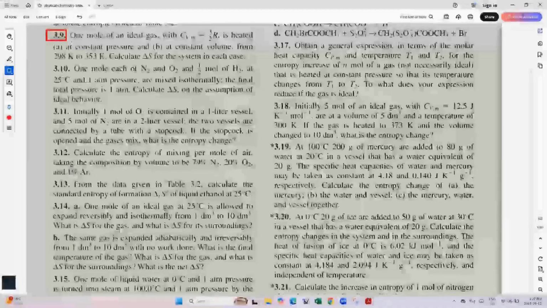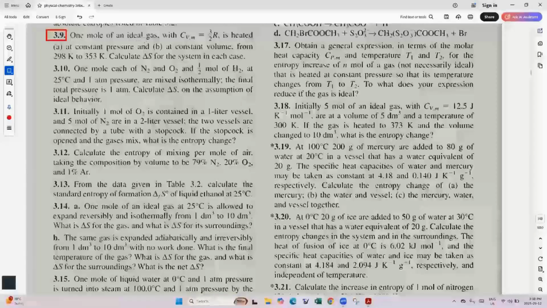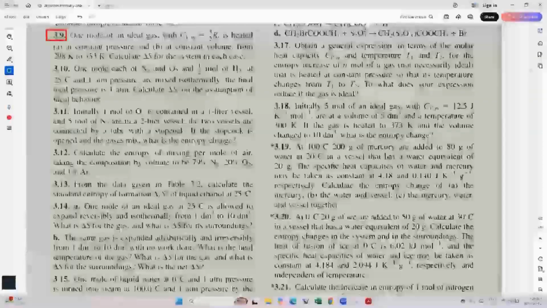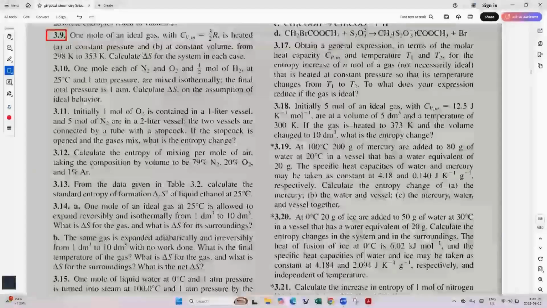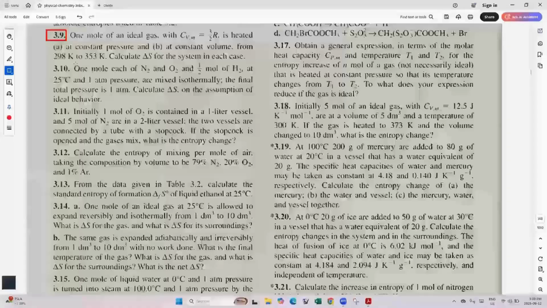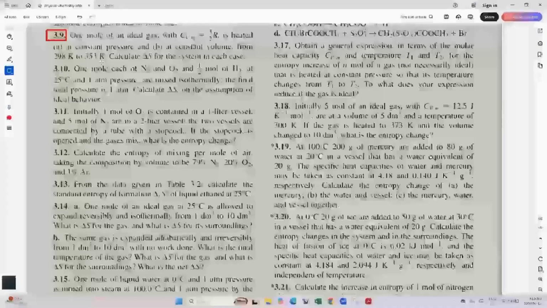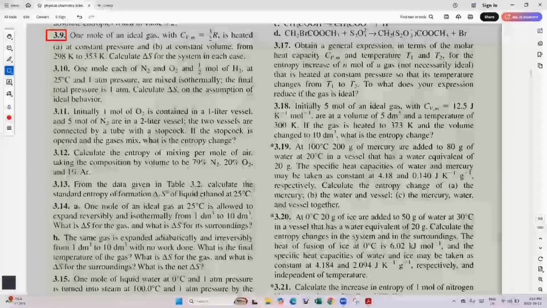Problem 3.9. 1 mole of an ideal gas with heat capacity is heated A. at constant pressure and B. at constant volume from 298 K to 353 K. Calculate delta S for the system in each case.